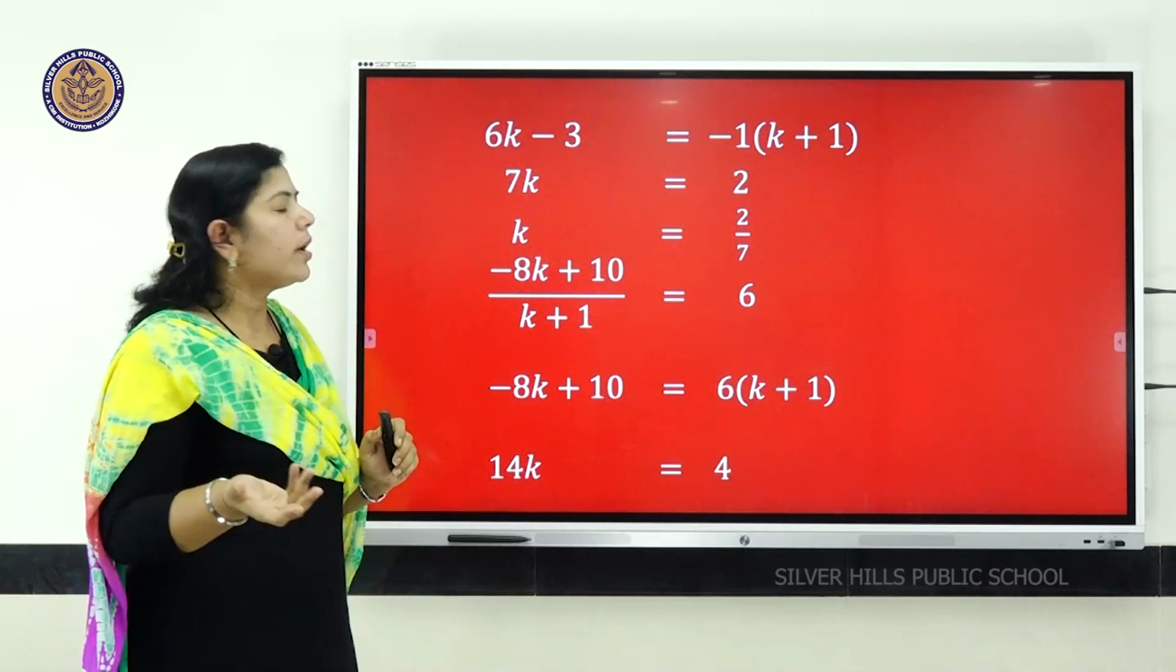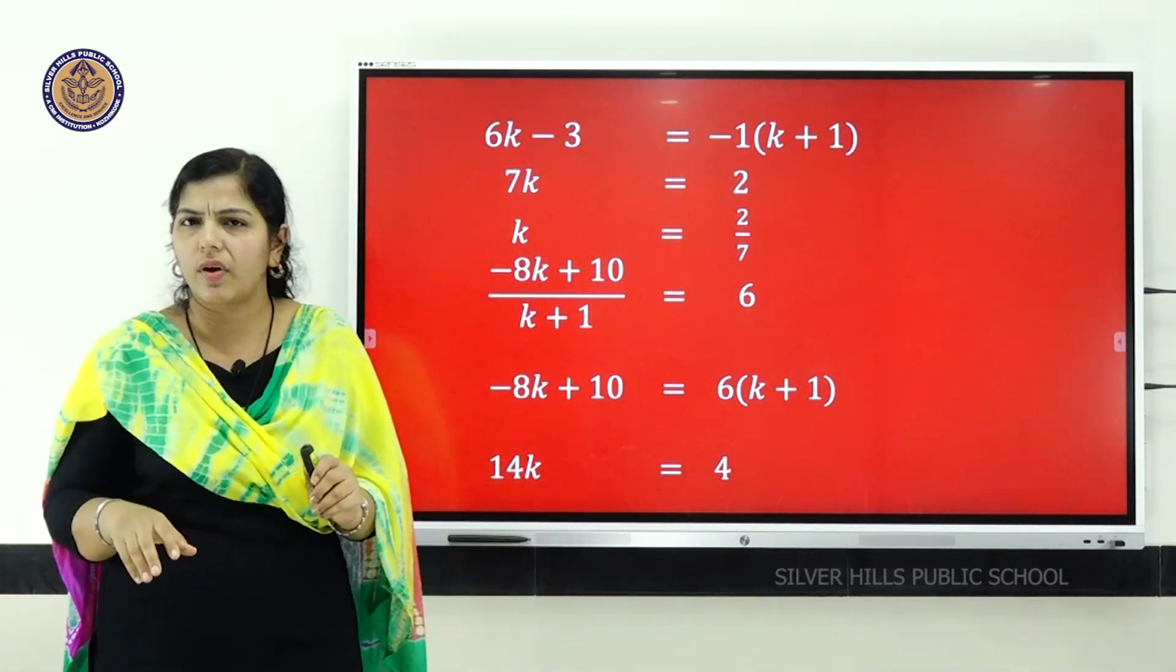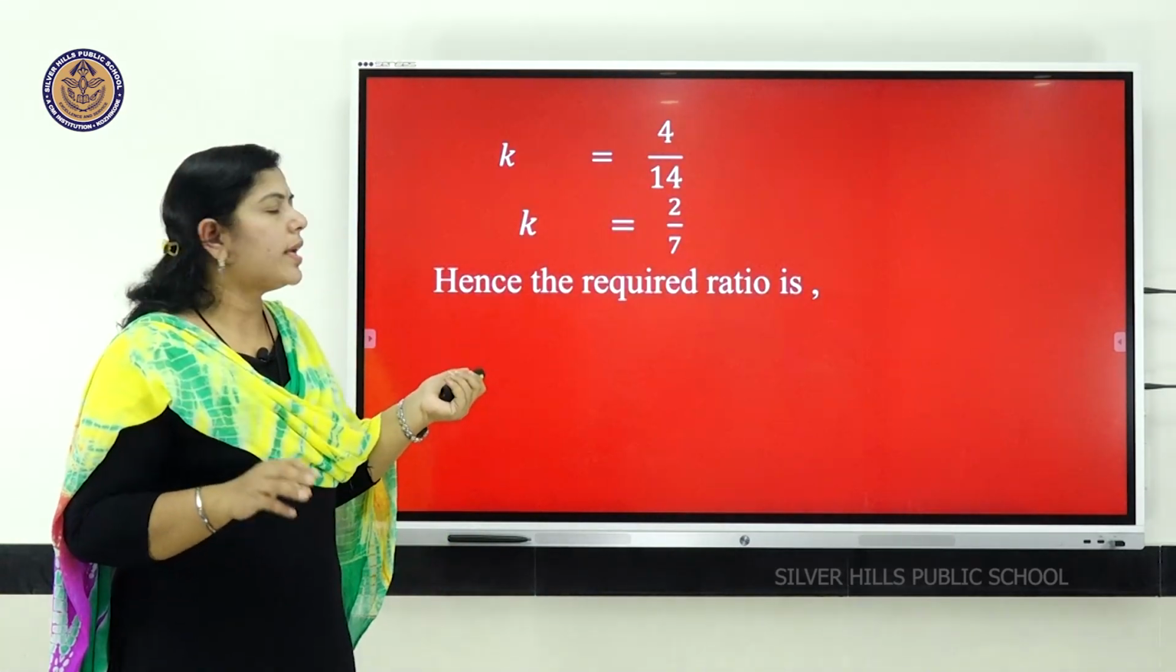The same 2 by 7 we got by equating the x coordinate as well as the y coordinate. So, if we equate one coordinate itself, we will get the answer. Just to cross check, we are equating the other coordinate also. Okay. So, we got k equal to 2 by 7.